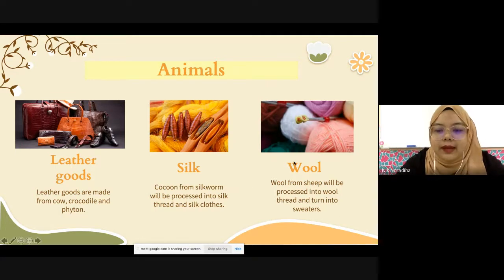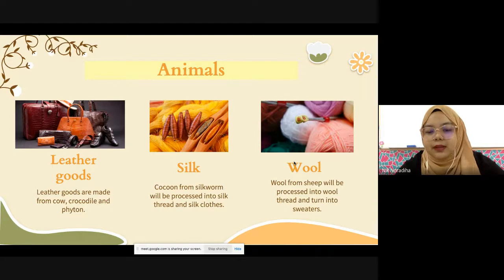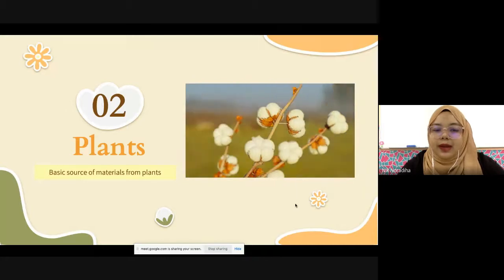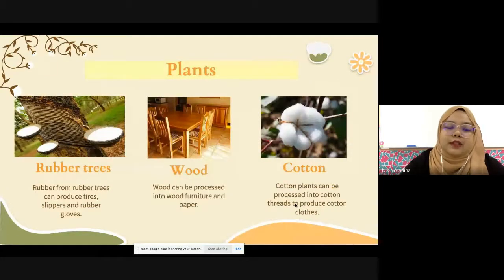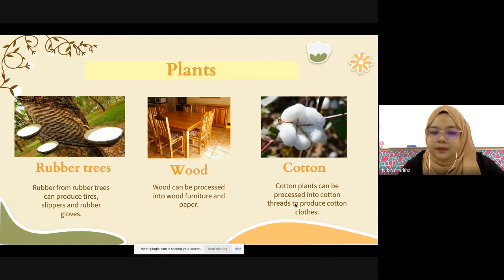Then next one we have wool. Wool from sheep will be processed into wool thread as well. People process this to make knitwear, the hat or sweaters. These are examples of objects around us that are made from animals as their basic source. Second one, we have plants. The first one for the plants, we have rubber trees. So rubber trees can produce what? Rubber. Can you give teacher an object that is made up from rubber?